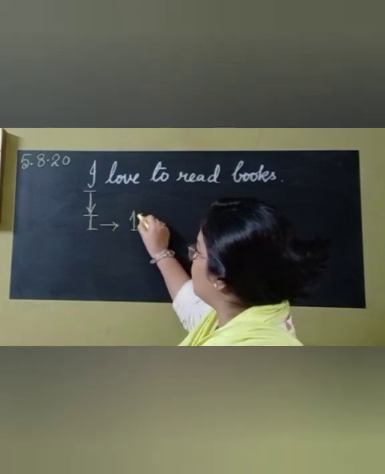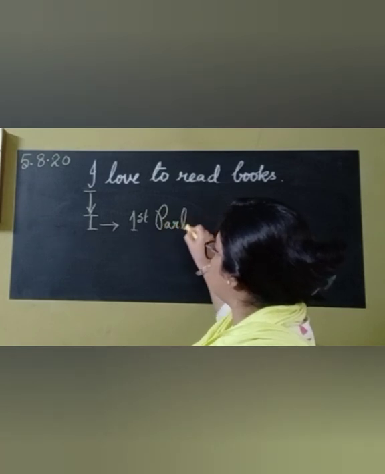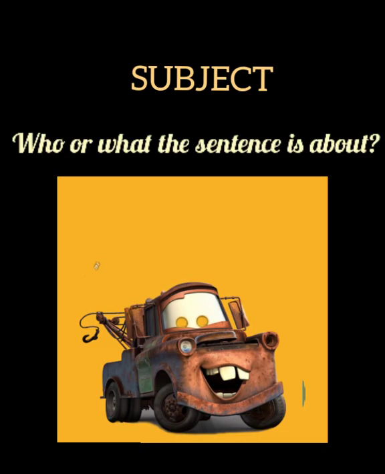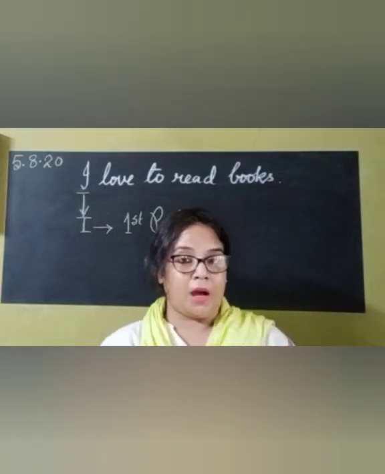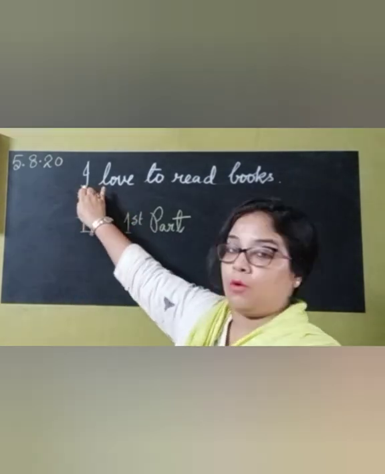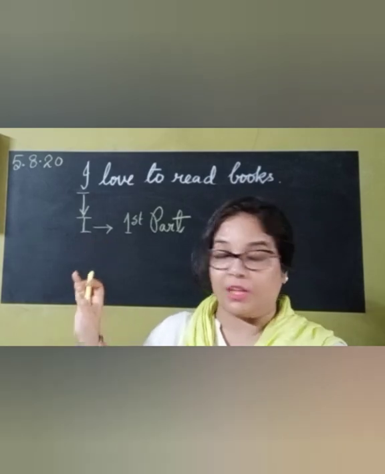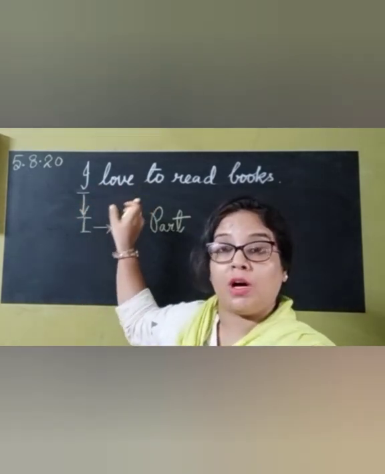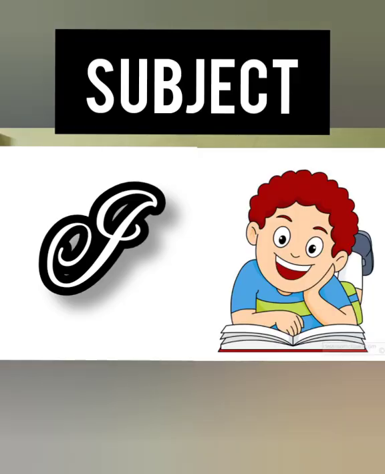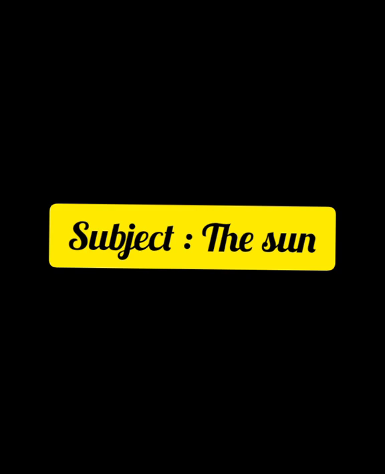The first part of a sentence that names or tells what the sentence is about is called the subject. The first part of this sentence is I. This sentence is about I. So I is the subject. I is the doer of the action. Here the sentence is about the sun. So the subject is the sun.